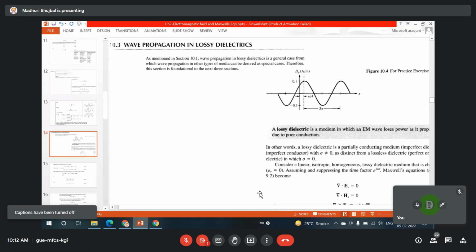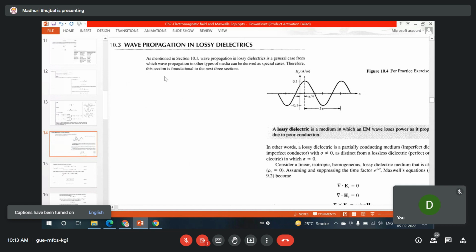Okay, now write down the next topic. So that is homework for you. जो अभी एग्जाम्पल था वो होमवर्क है. नेक्स्ट लेक्चर में तुम लोग अगर कुछ उसमें डाउट है तो पूछोगे. Now write down the next topic 10.3, that is wave propagation in lossy dielectrics.